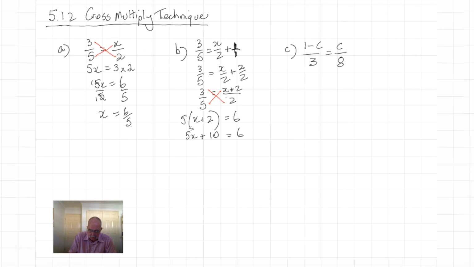We've got to get the term containing the variable by itself, so we've got to get rid of this plus 10. The way to get rid of plus 10 is to take 10 from both sides. 5x equals 6 minus 10 is negative 4. So divide by 5, divide by 5. So we get x equals minus 4 over 5.